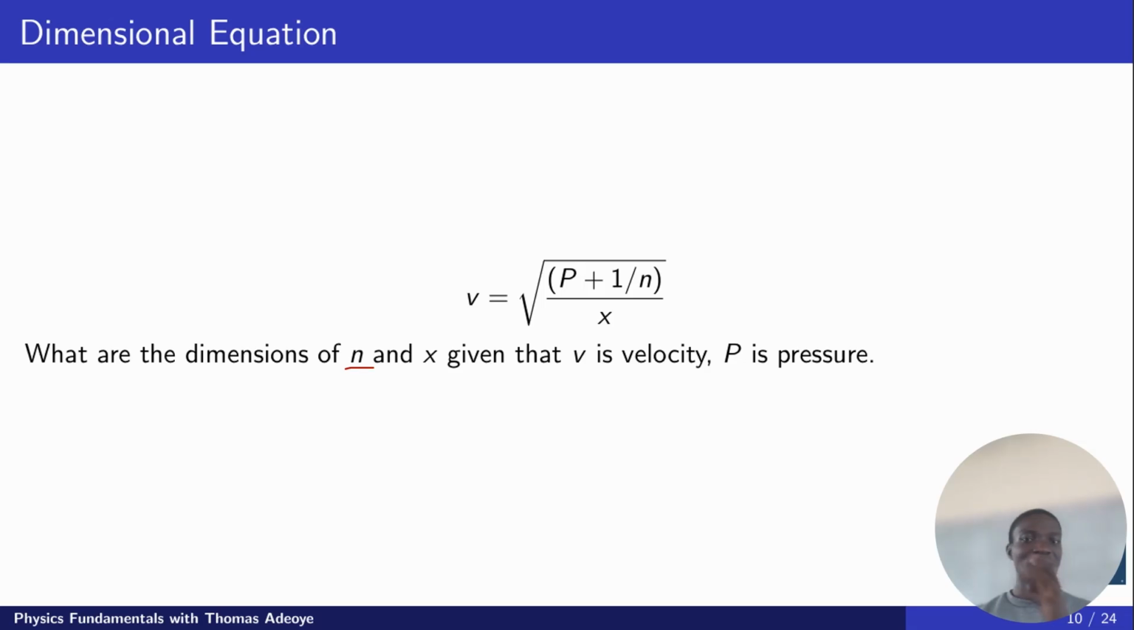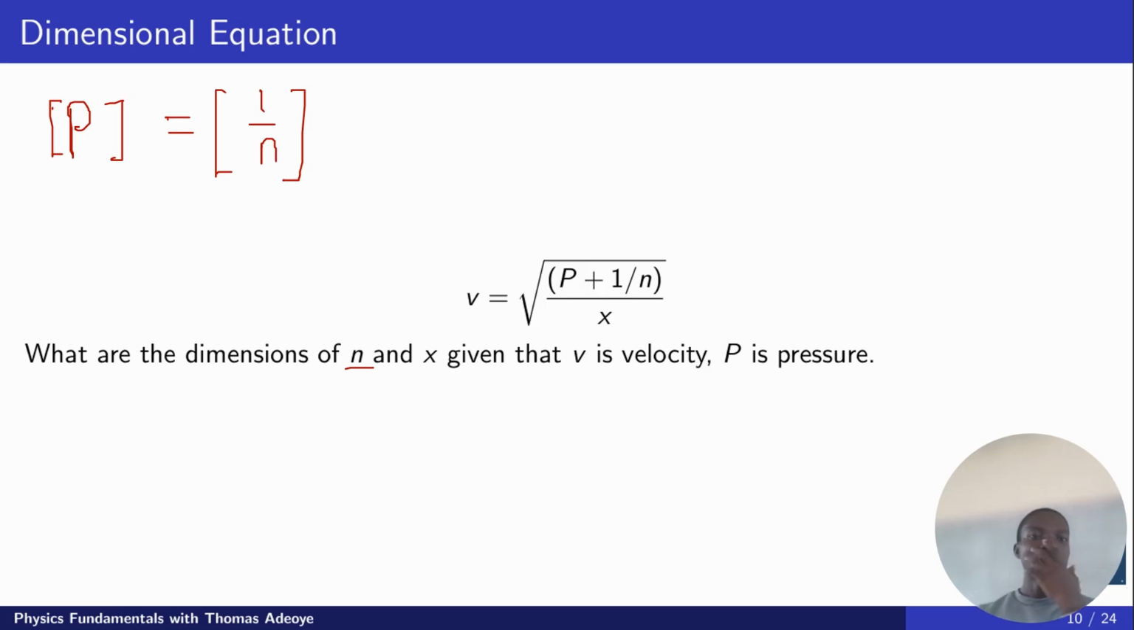I'm going to use the principle of homogeneity of dimension. If you look at this formula, you can see that P plus 1 over N. Since I can add this together, then it means they have the same dimension. We are still banking on the same principle. The principle is very important, as I've stated before. So P, which is pressure, and 1 over N, they have the same dimension, since we can add them together. And this is how to show that.